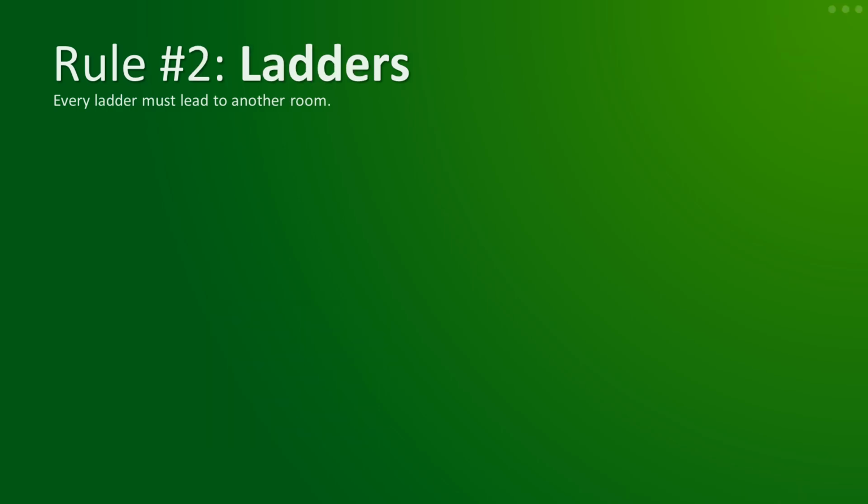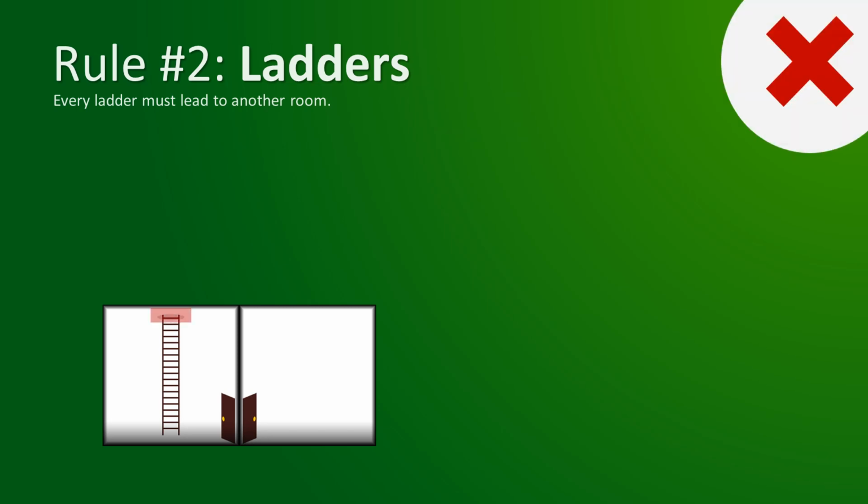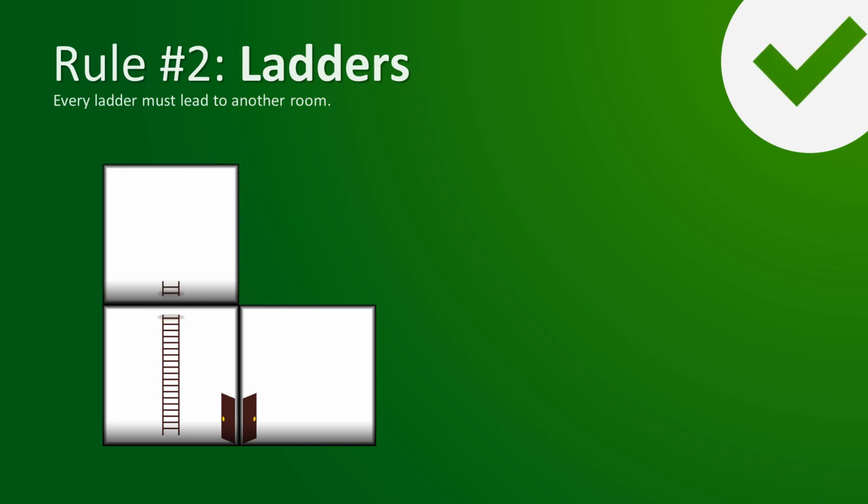We have a similar rule for ladders. They kind of work like doors, except vertically. This house has a ladder that's going nowhere, so despite the valid door placement, our house is still invalid because of rule number 2. We can fix this problem by adding a room on top with a ladder going down.